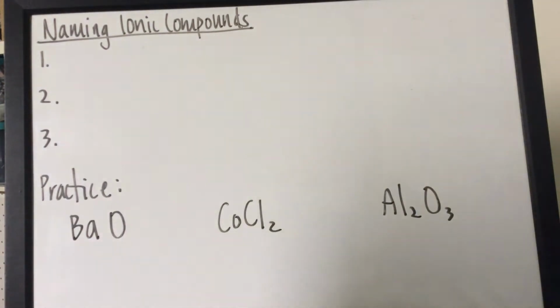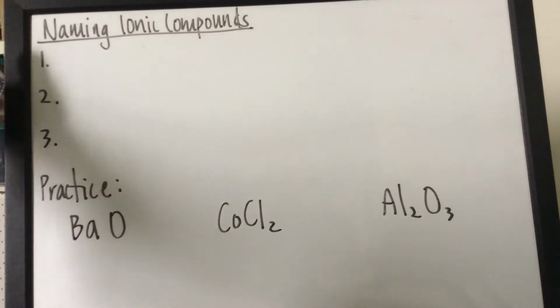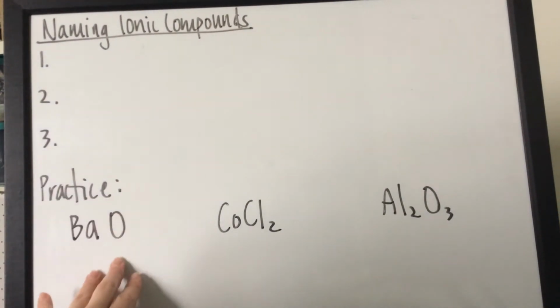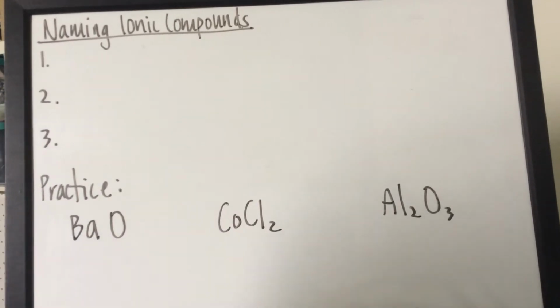Okay, so how do we name ionic compounds? This, again, is like the reverse of writing a formula. For example, you have on your page the 1, 2, 3 rules and then a practice section. If you would go ahead and copy these 3 practice formulas, we will name them as we go through the rules. Okay. So how do we name ionic compounds?